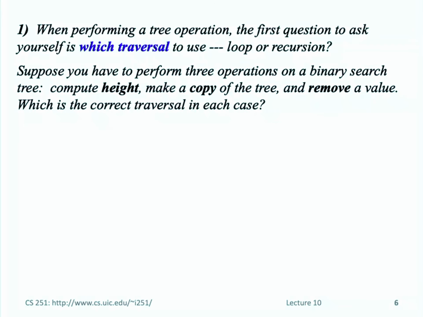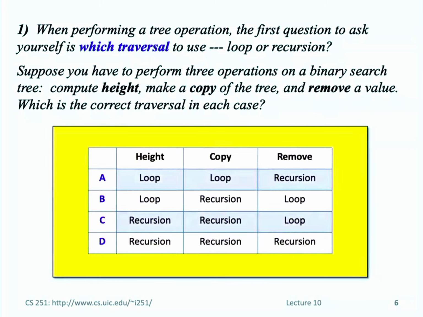Now suppose you have to perform three operations on a binary search tree. There's three distinct operations that we're doing on this binary search tree. We're computing the height, we're making a copy, and we are removing a specific value from the tree. These are possible options. I'll give you a few minutes to discuss with your peers, let's say 4 minutes, and we'll come back and talk about this and see which implementation we use for which specific operation, what's the unique property about it, and why we use it. All right, feel free to discuss.